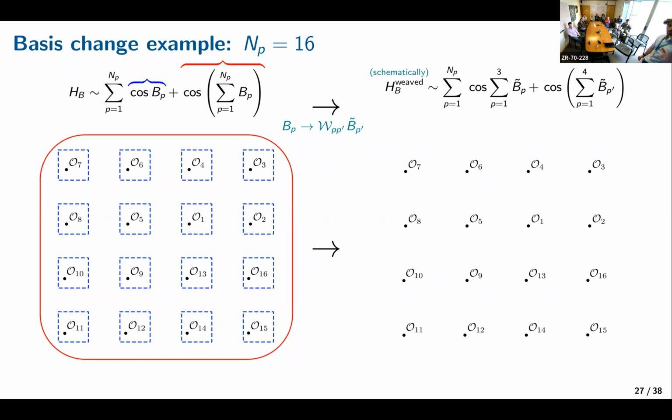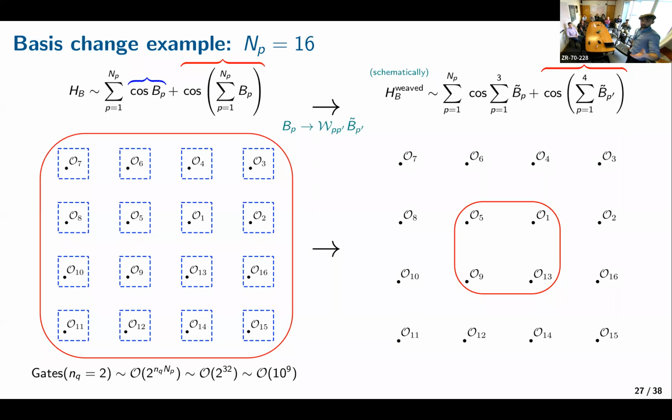Okay, and if we do some simple approximating of how many gates it would need, if you use 2 qubits per site and plug in 16 plaquettes, you need roughly 10 to the 9 gates in order to do a single Trotter step for this very tiny lattice. And now we can do the same thing for our weaved magnetic Hamiltonian. The first term we're going to look at is this term here. This red term was the previously maximally coupling term, but in this new basis, we see that it only couples together 4 operators. So this is a cosine of the sum of B1 plus B5 plus B9 plus B13.